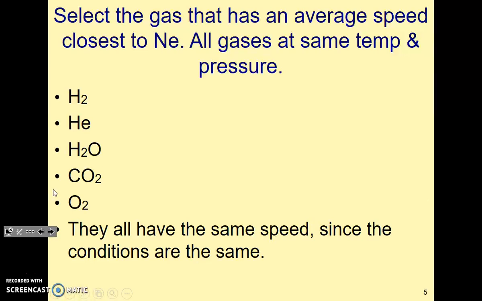Okay, so here's another question. So select the gas that will have an average speed closest to Ne. All gases are at the same temp and pressure. So Ne, again, it's molar mass that affects speed. So Ne has a molar mass, if I'm looking at the periodic table, close to 20. Okay. Hydrogen is close to 2.